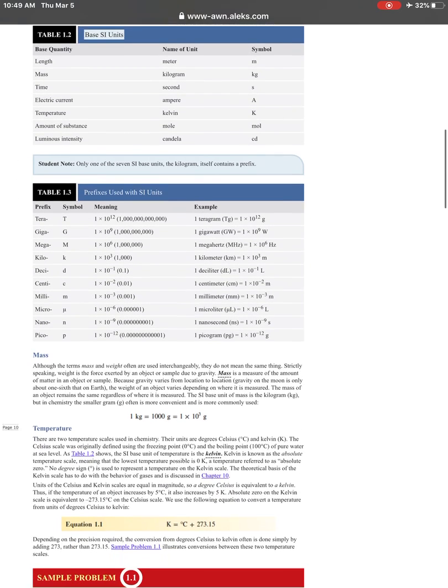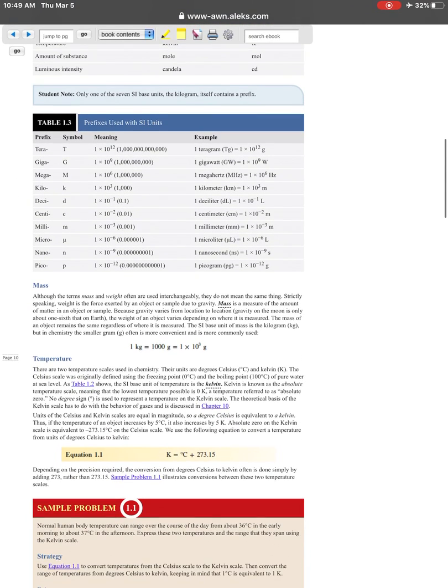Now, prefixes are shown in Table 1.3. Prefixes are used to represent measurements. Remember, a measurement is a number with a unit. So these are prefixes that are used to represent large numbers and small numbers. Sometimes our base units don't quite do a good job of showing us the size of something. So let's go through them. I'm going to pronounce them for you so you know what they are.